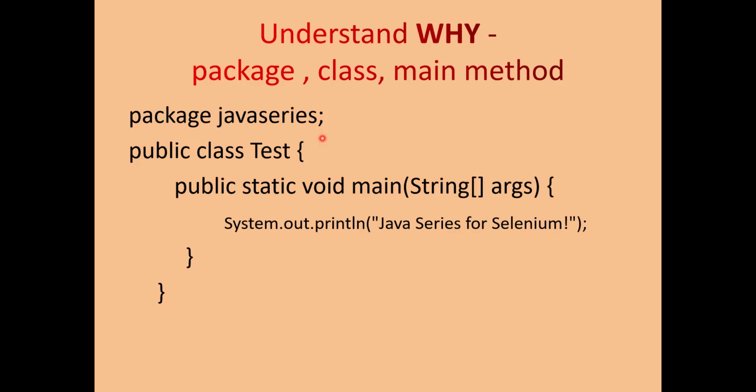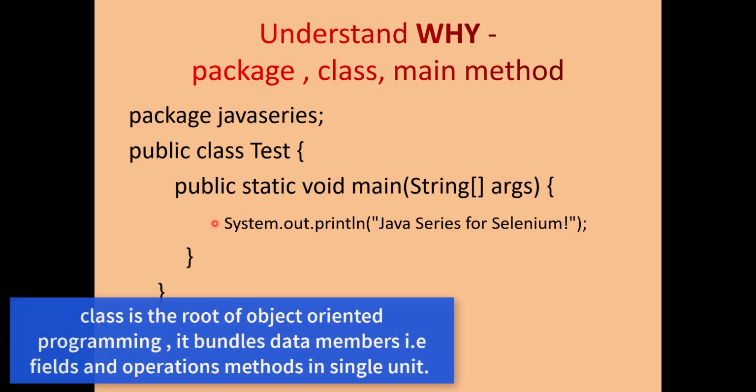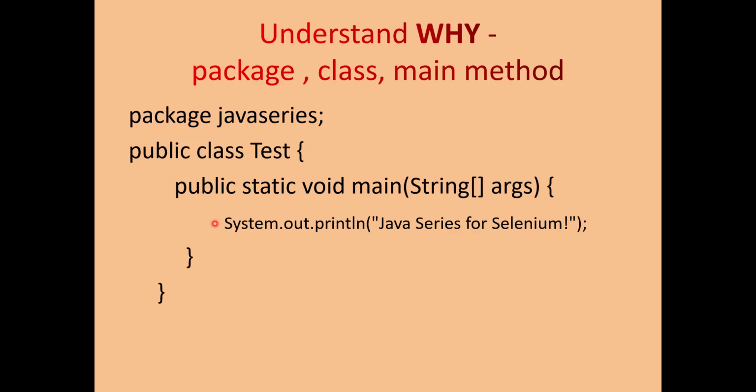Under the packages, we create classes. Public class test has the starting curly bracket and it will end here. This is the syntax for any Java class. A class in Java is nothing but a blueprint for creating different objects, and for creating the logic to perform certain tasks. You can say classes are the foundation of object-oriented programming. Without creating classes, we won't be able to create any logic or any methods to perform certain tasks. That's why classes are important in Java.